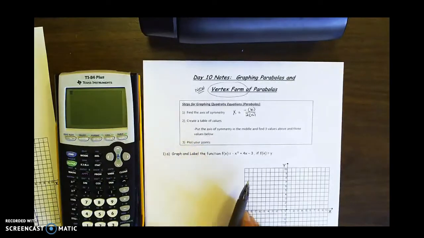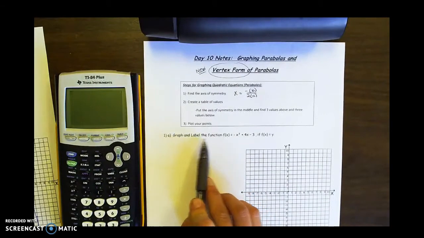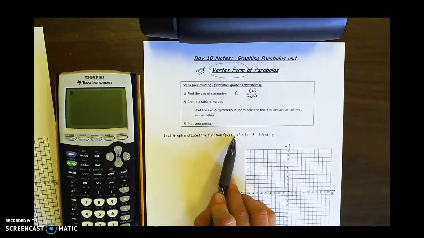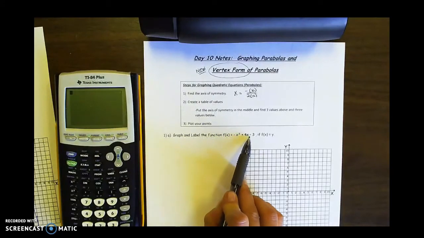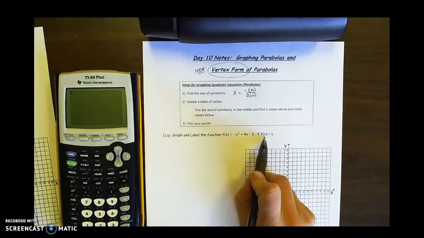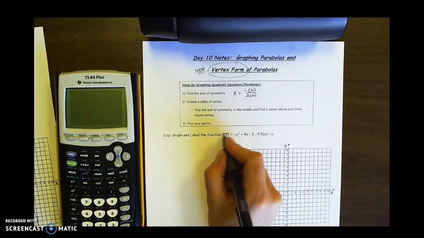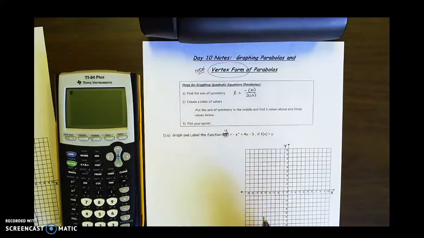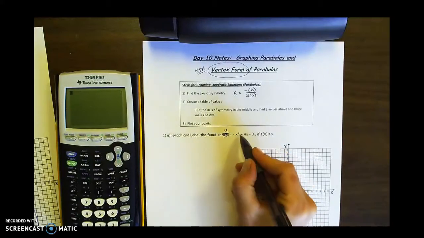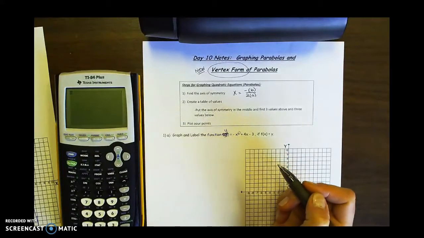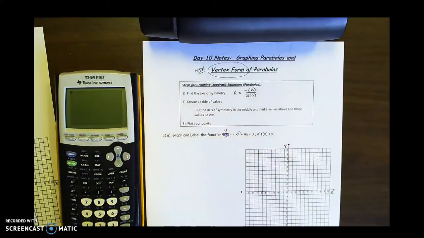So let's take a look. Example number 1: graph and label the function f of x equals negative x squared plus 4x minus 3, if f of x equals y. So we're going to change this f of x and just make it a y. Now if I take a look here, my x is being squared. That means the shape of this is going to be a parabola.